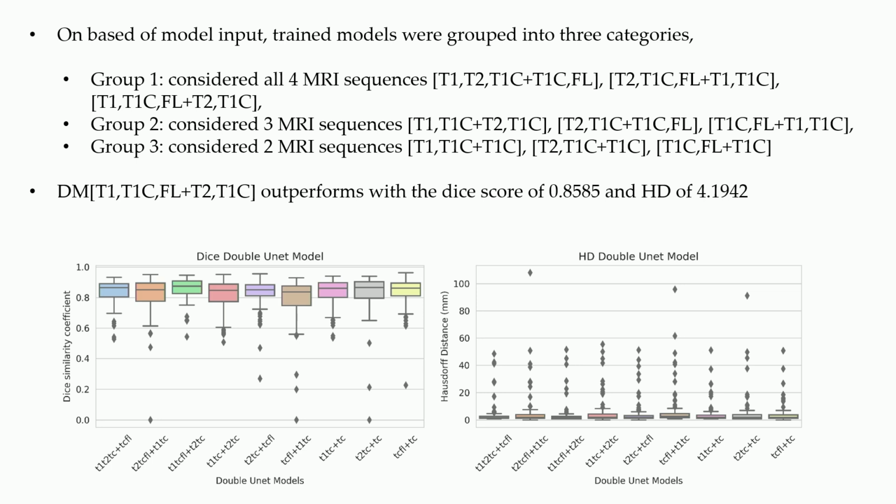Based on the model input, we trained 9 models, from all 4 modalities used together in one training to 2 modalities for a single channel. This shows a significant improvement in the segmentation accuracy compared to the base models or the ensemble models. We got a highest Dice score of 0.85 and a Hausdorff cutoff of 4.1.